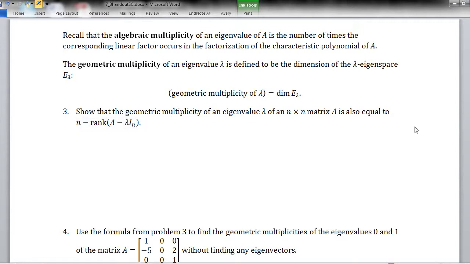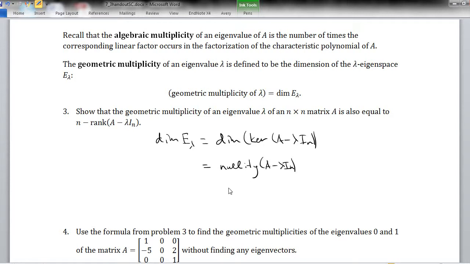Right, why is this? Well, the geometric multiplicity of lambda is, by definition, right up here, the dimension of E sub lambda, right? And we showed on the previous page that E sub lambda is the kernel of A minus lambda I n. The dimension of the kernel, and blast from the past, that's the nullity of that matrix.